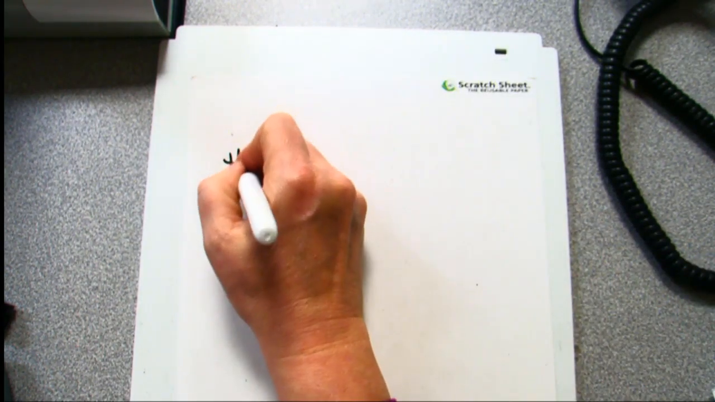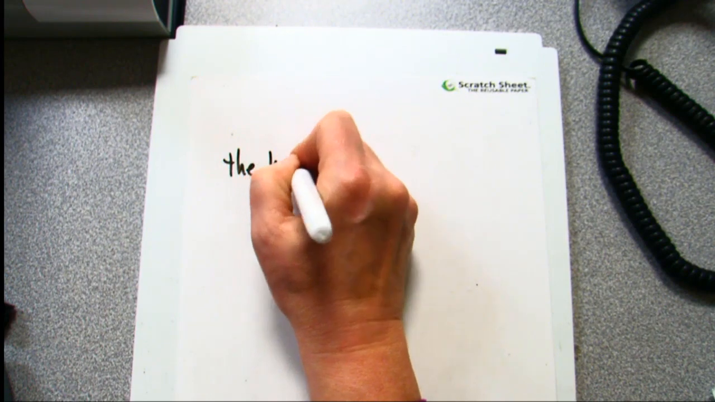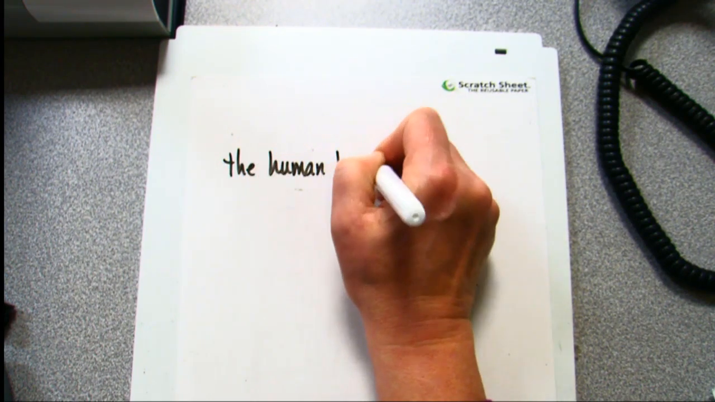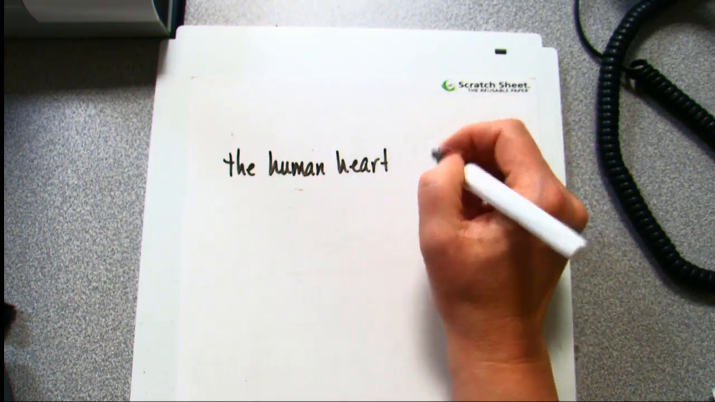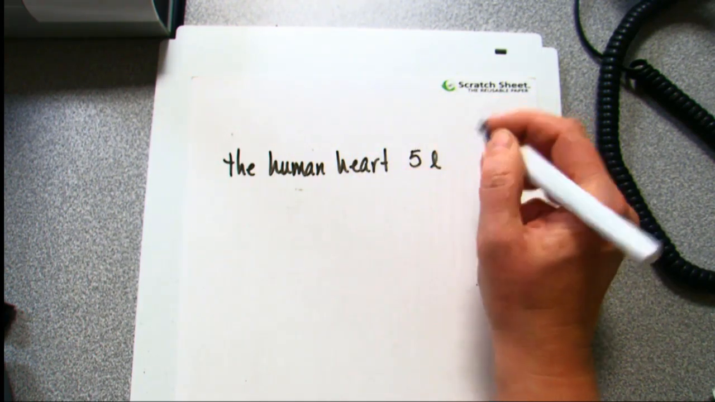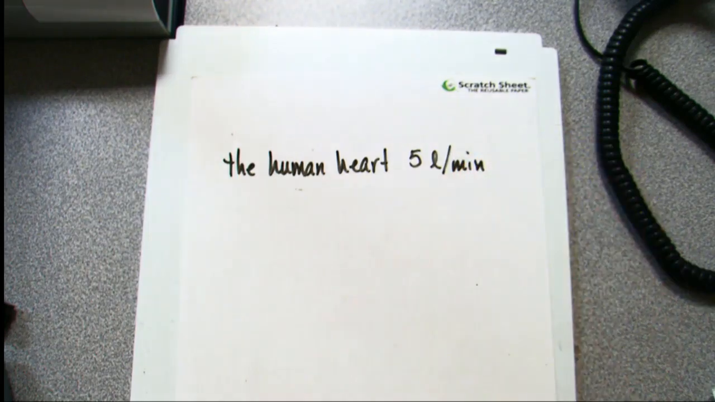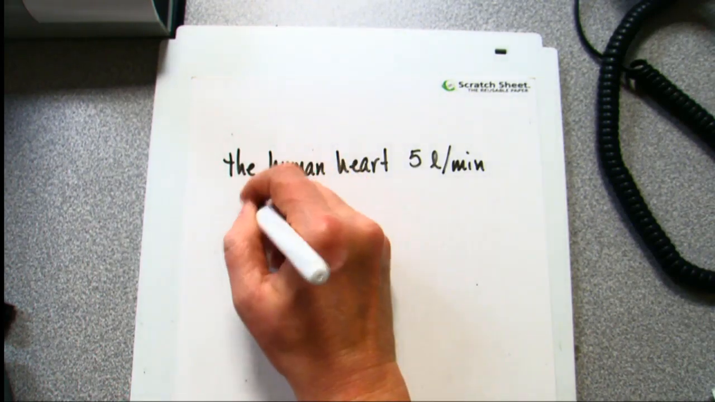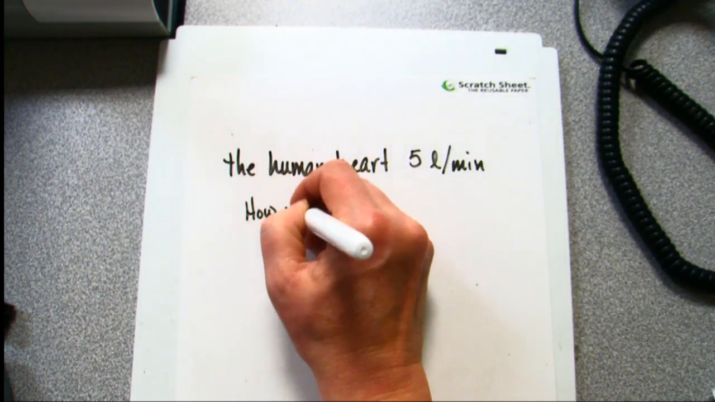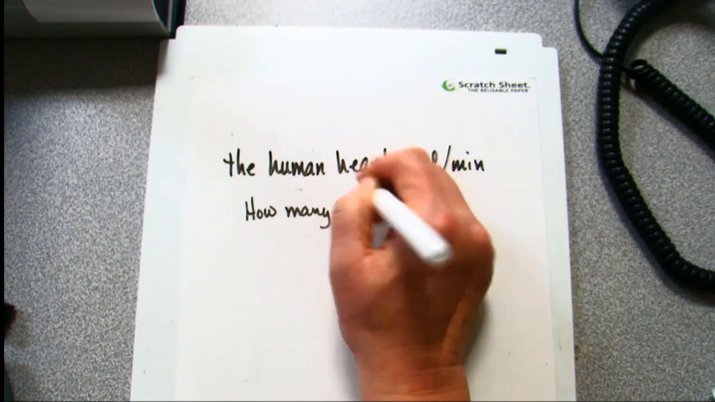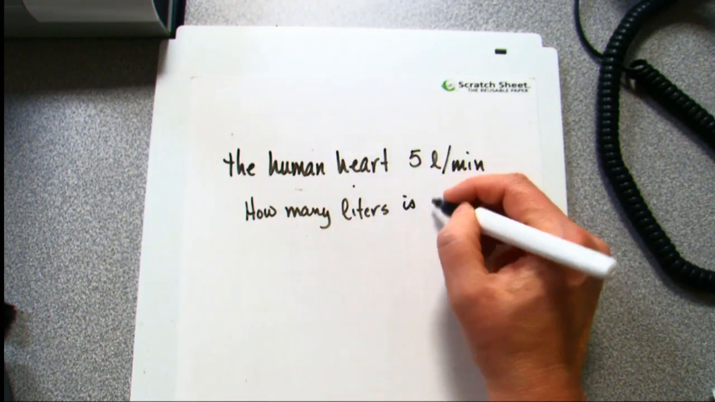This is the human heart. The human heart pumps 5 liters of blood per minute. Okay, 5 liters of blood per minute. So we want to know how many liters is pumped per day.